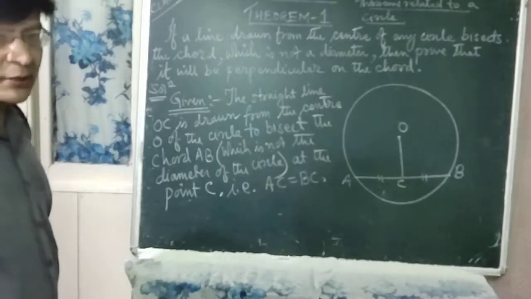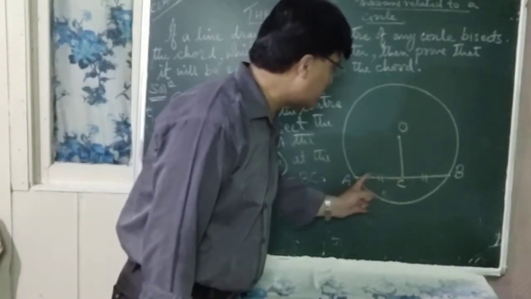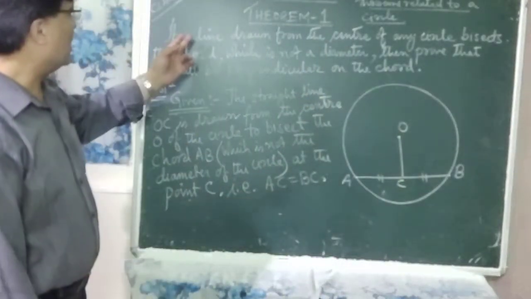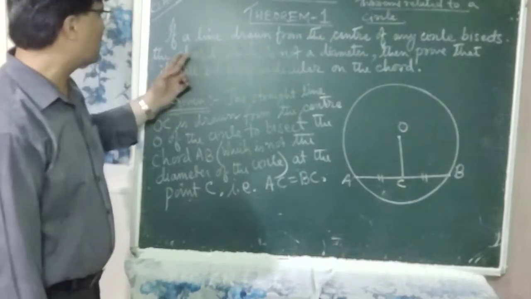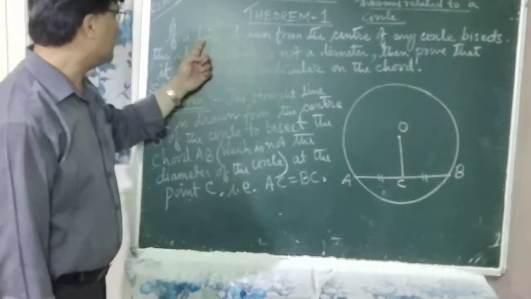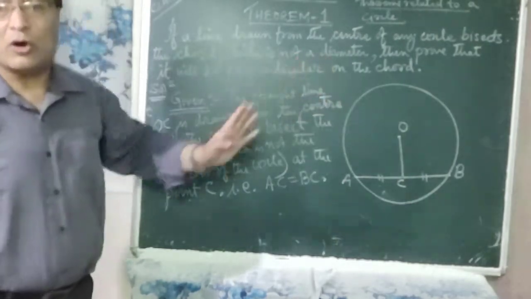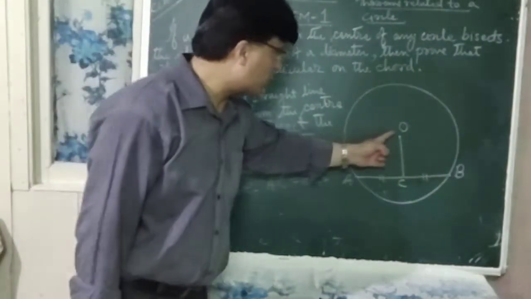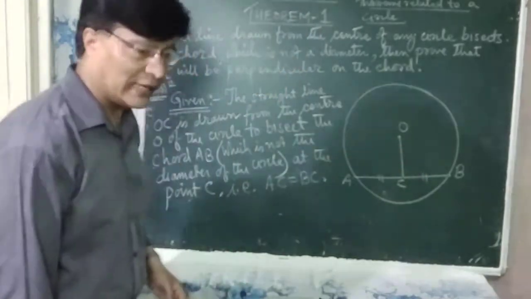Now what is to be proved? You have to prove that OC is perpendicular to AB, isn't it? If a line drawn from the center of any circle bisects the chord, then this line will be perpendicular to the chord. Okay, so you have to prove that OC is perpendicular to AB.